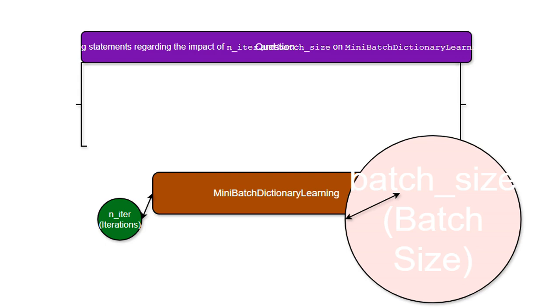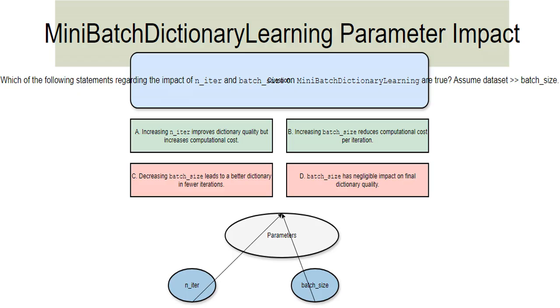It's like dividing a large task. Smaller batches are easier to manage, but require more steps. Larger batches are faster per step but might need more steps in total. I'm analyzing the effect of changing the number of iterations, NITER, and the batch size, BATCHSIZE, in Scikit-Learn's MiniBatchDictionaryLearning algorithm. I'll focus on how these changes influence the algorithm's performance and computational demands.